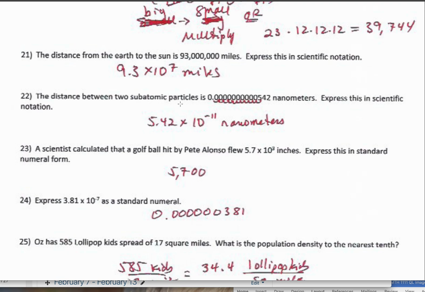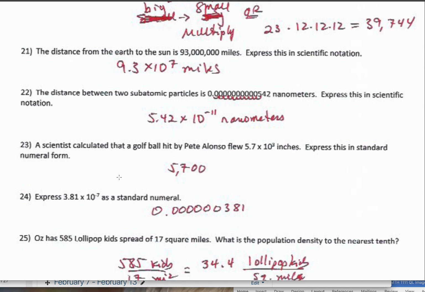Distance between two subatomic particles is 0.0000000000542 nanometers. Express this in scientific notation. Well, I got to count how many places I move that decimal. So I've got 1, 2, 3, 4, 5, 6, 7, 8, 9, 10 gets me to the end of the last zero, but I got to make it 5.42. So that's 11 places. Scientific notation always has a number between 1 and 10 in the front of it. So it's 5.42. It's not 542. So we stop at 5.42. So 5.42 times 10 to the negative 11 nanometers.